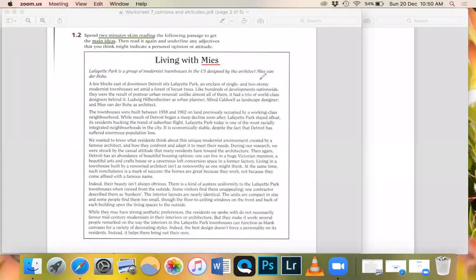You have to figure out who it is. It tells us in the subheading that it's an architect. And they're talking about a group of modernistic townhouses, and it gives us the name of the townhouses. It also tells us where it's happening, which is in the US. So straight away, we know that this is going to be mentioning an architect in the US who designed this group of modern townhouses, and they might be focusing on Lafayette Park. Okay, so we have an idea of what we're going to be reading.